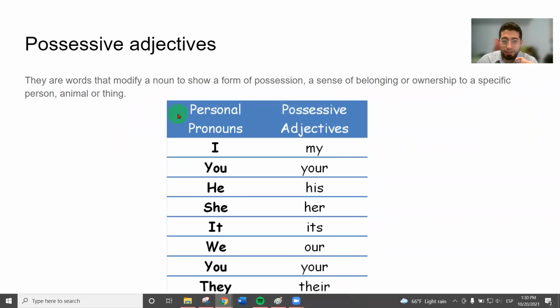So let's see this. They are words that modify a noun to show the form of a possession in the sense of belonging or ownership to a specific person, animal, or thing. Let's say it in Spanish, digamos en español, chicos, that the possessive adjective becomes a characteristic of an object, de un objeto, or an animal, de un animal, or a person, o de una persona, that demonstrates a sense of belonging, que demuestra un sentido de pertenencia, okay?